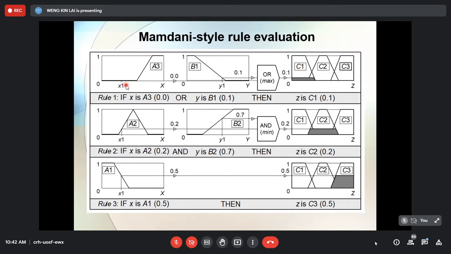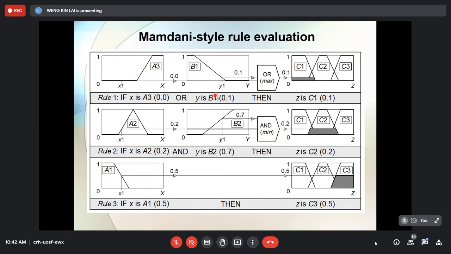Now, for the first rule, is the membership for A3. It is zero. So you actually record down the membership for A3. Right? What's the degree of membership if X is X1 for A3? So 0.0, you can see here. So it's zero. Now, what about the other case?